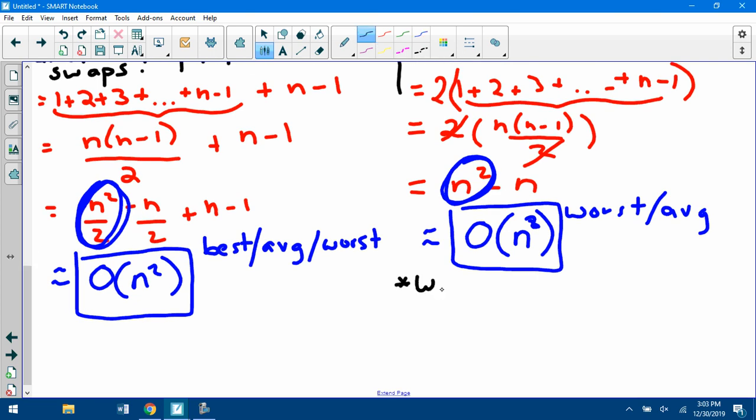Is the last part here. What if, oops, getting ahead of myself again. Just get so excited with notes. What if best case scenario? Best case just means, again, that it's already sorted.